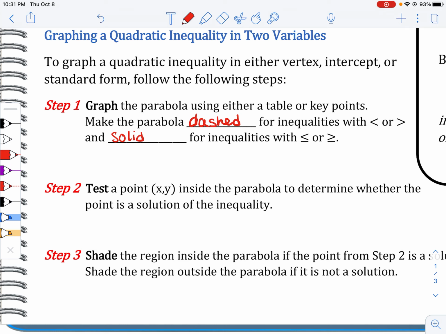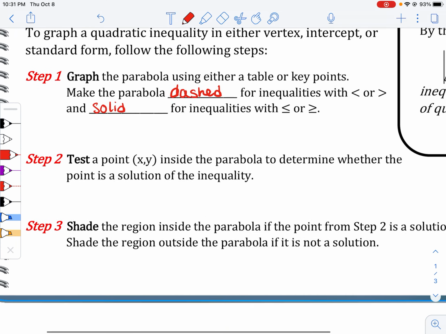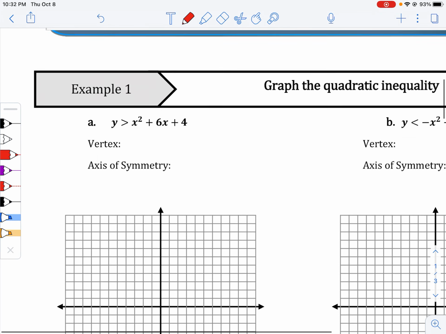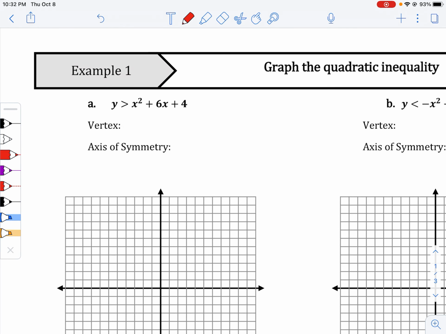So then step 2 says to test a point (x, y) inside the parabola to determine whether the point is a solution of the inequality. And the third step is to shade the region inside the parabola if the point from step 2 is a solution. Shade the region outside the parabola if it is not a solution. So let's look at an example here. Example 1, we have y is greater than x squared plus 6x plus 4.